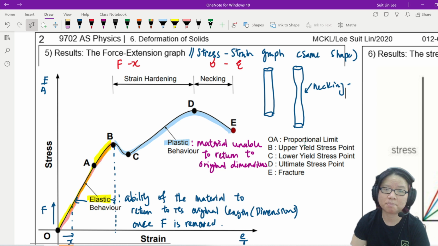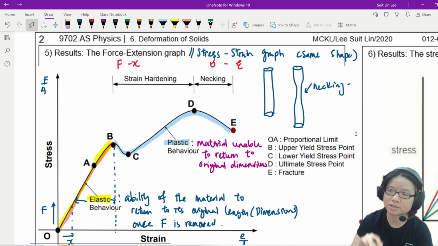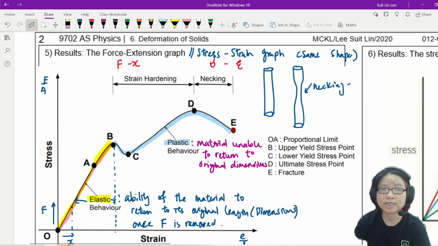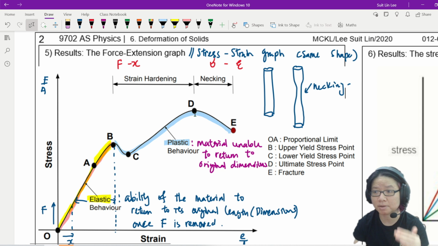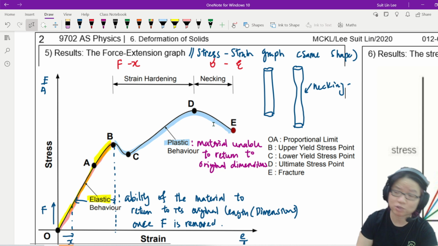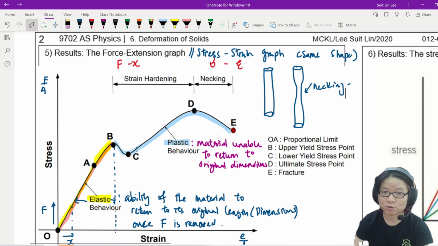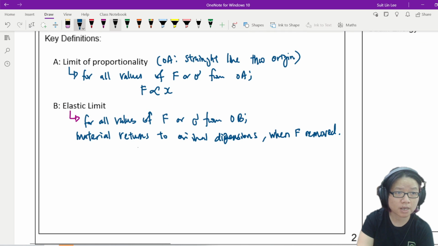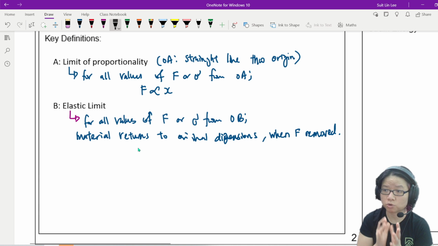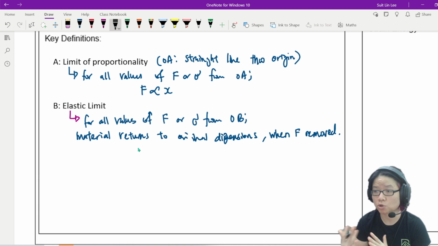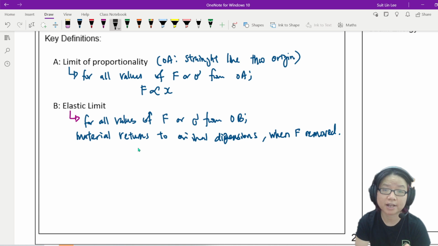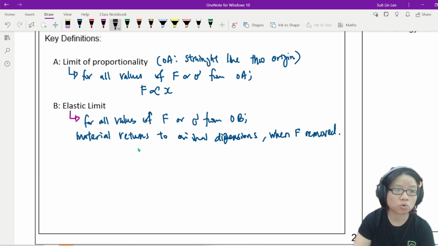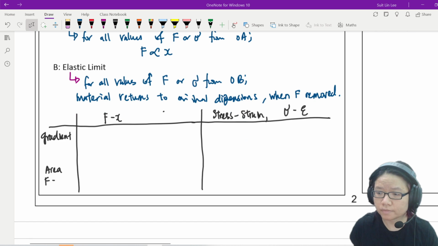So these are all the upper yield stress point and lower yield stress point. This is just extra stuff. Okay. So this D is actually the maximum force or maximum stress that you can withstand. And once you hit maximum, after that, it's very quick to fracture. All right. So a few things more about the graph beyond just the definition. When you are given a graph, we want to talk about properties such as gradient and also area under the graph, beyond just reading the values of x and y. Okay, so I'm going to build a table to compare the Fx and the stress-strain graph.